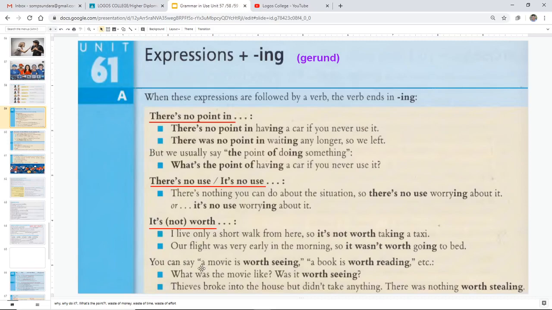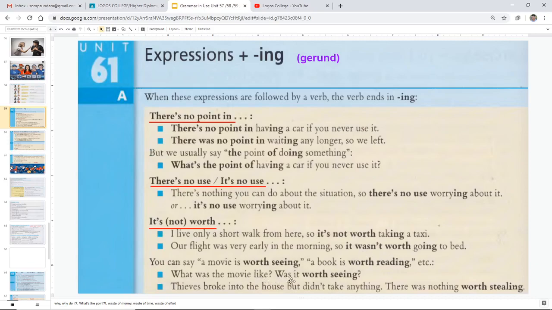You can say a movie is worth seeing, a book is worth reading. Right? So in this sense, when you say worth, it's saying it's reasonable. All right? The movie is worth seeing, so it's worth your time. It's not a waste of your time here. The book is worth reading. It's worth using your time to read the book.